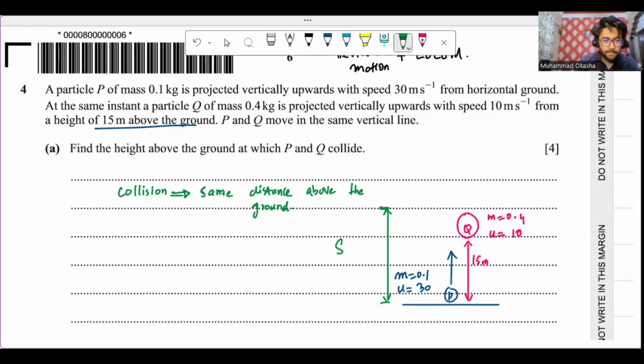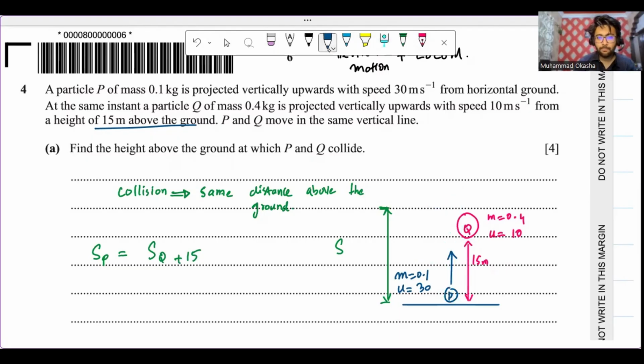For particle P, it is going to be SP, which means the distance covered by particle P. But for particle Q, it is going to be the distance Q plus 15, because particle Q was already 15 meters above the ground. So if it covers, let's say, a distance of 2 meters, from the ground it is going to be 2 plus 15.